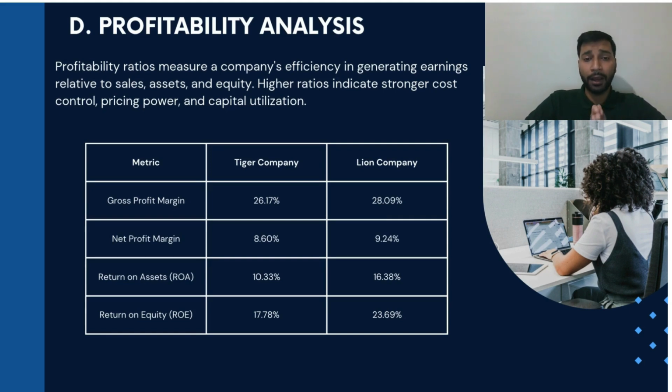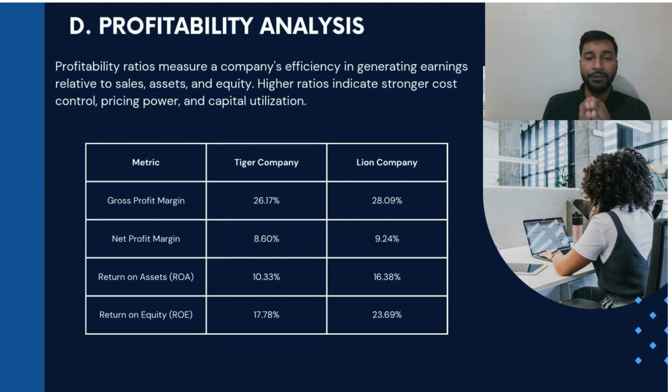Profitability ratios help us understand how well a company generates earnings relative to its sales, assets, and shareholders' equity. The main metrics that we will be using here are gross profit margin, net profit margin, return on assets, and return on equity. Now I will briefly explain these four metrics one by one.